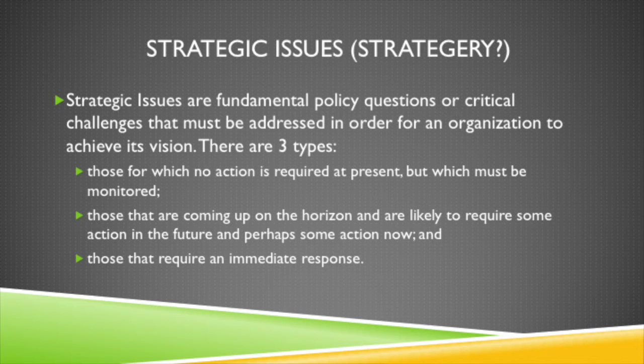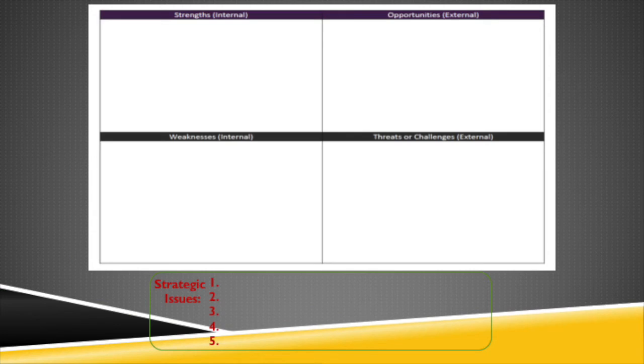First type is those which no action is required at the present, but which must be monitored. Second, those that are coming up on the horizon and are likely to require some action in the future and perhaps some action now. And third is those that require an immediate response, like if there's a crisis or emergency that's happening. So use this chart to help you guide your thinking.